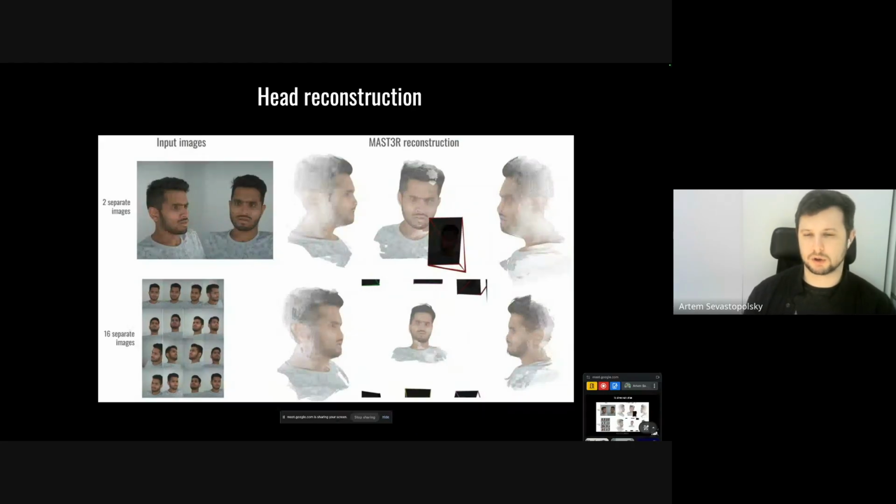Another benchmark, or maybe even application, of our method is head reconstruction or multi-view stereo. So what we considered here is: if we take a bunch of images, can we lift them into 3D using only DenseMarks embeddings and camera poses? And for this, we took the NeRSemble dataset. So the images you can see here are from the NeRSemble dataset.